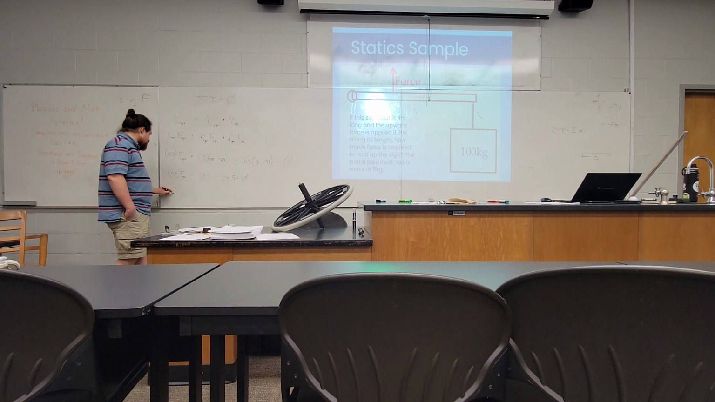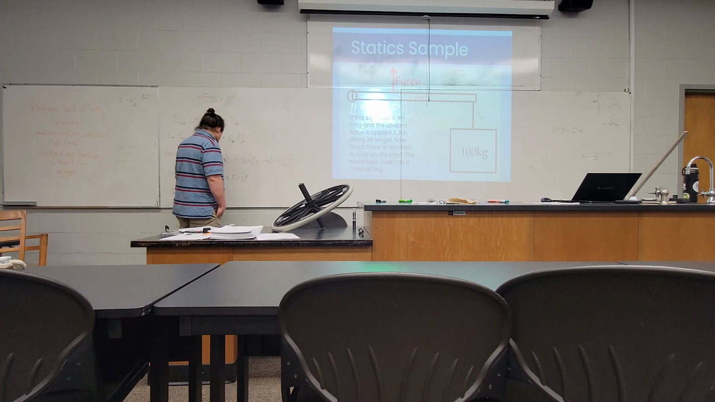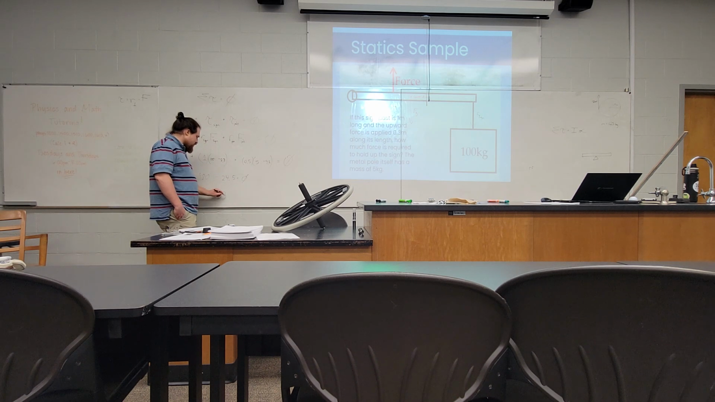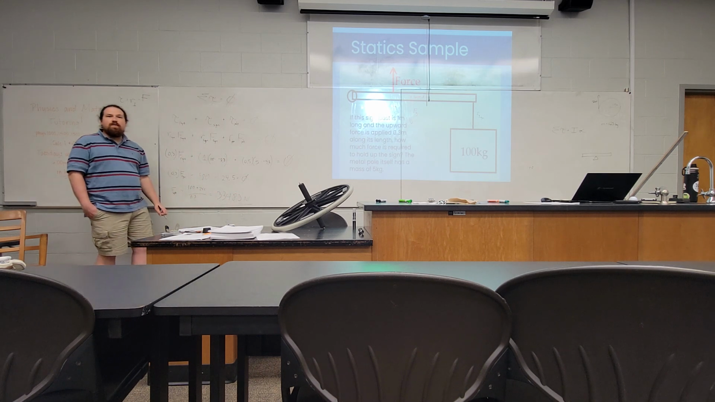So F rope, bring the negatives over to the other side and divide by 0.3. It's going to be 980 plus 24.5 over 0.3. And I believe that turns out to be, actually I can kind of see what I wrote before I erased it. I'm about to grab my calculator. 3,348.3 newtons. Does anyone's math disagree?